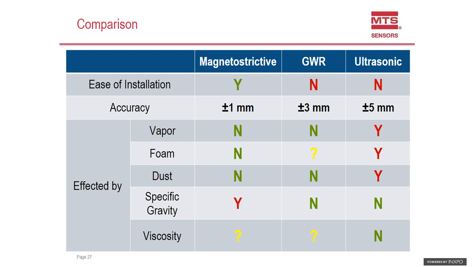Some of the common things that I have questions from customers about: ease of installation. So I talked about this a little bit. For magnetostriction, you can just drop it in the tank. You're not highly concerned about the mount. For guided wave radar and for ultrasonics, you're very concerned about the mount because you want to have a nice perpendicular mount to the tank, so you can just shoot either the microwaves or the sonic waves straight down to the liquid and back. There's the accuracy ratings for all three.